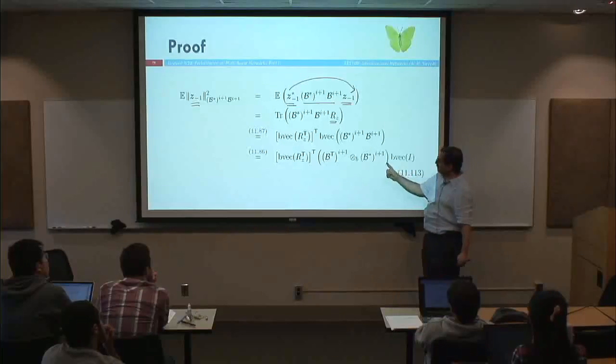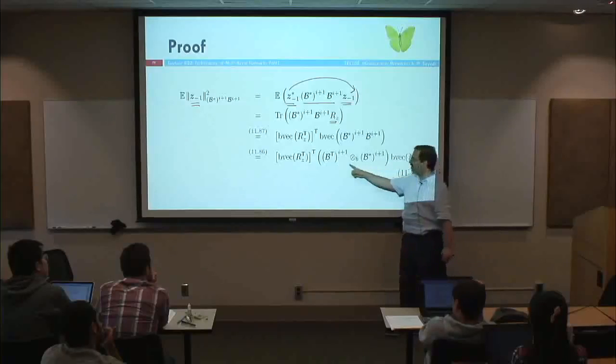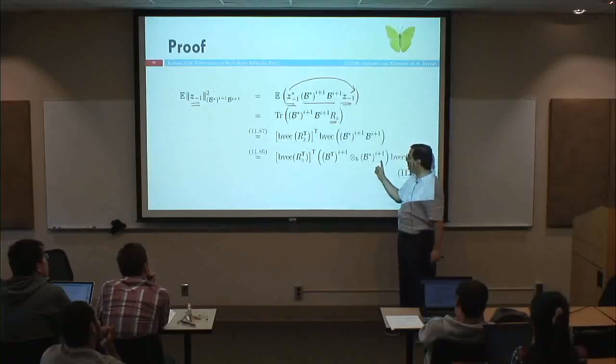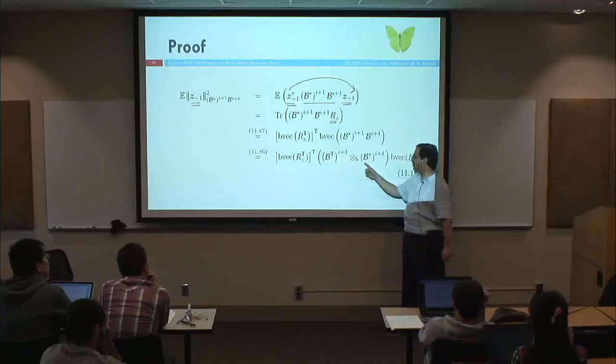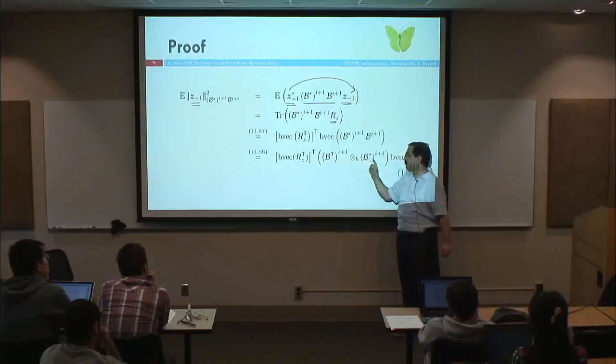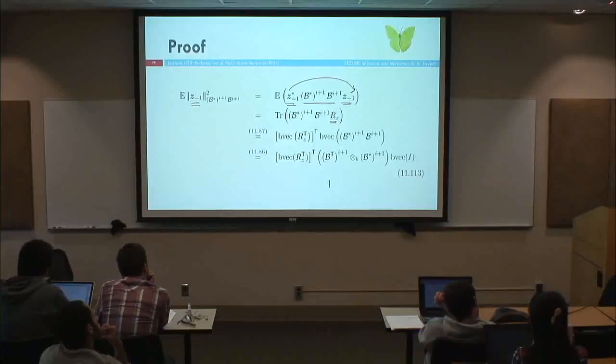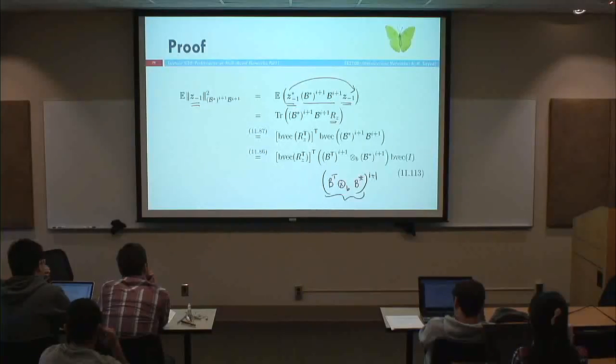Because now, this is going down to 0 at a rate that's determined by the eigenvalues of this. So what is the spectral radius of B transpose B star? Because what you have here is something like this: B transpose Kronecker product B star. So the spectral radius of this determines the rate of convergence.